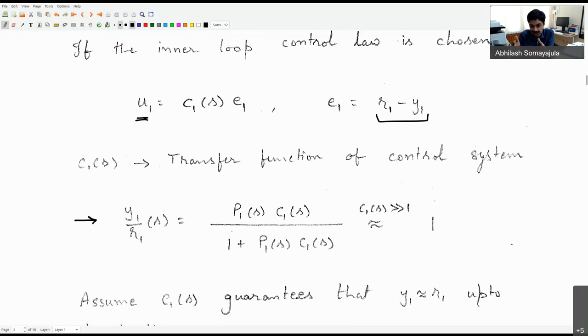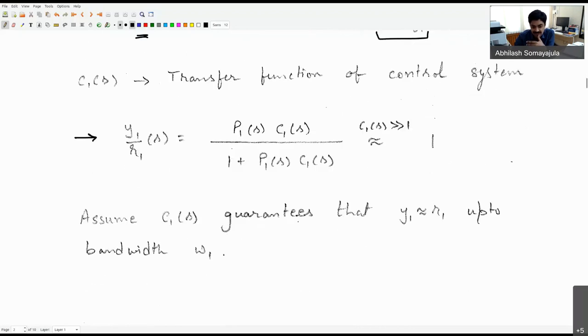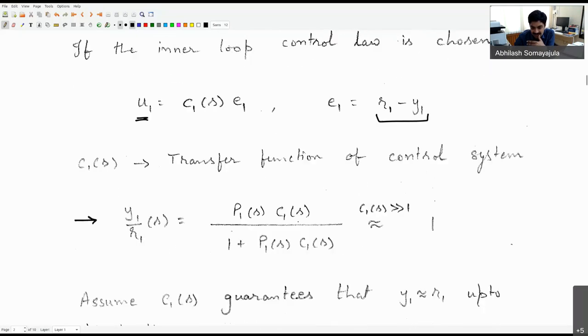This fraction will tend to 1, approximately, as my C1 of S becomes larger and larger. So assuming that C1 of S is large enough, we can guarantee that Y1 will actually start tracking R1. If for a range of values of S, or for a range of values of frequency of interest to me, I ensure that C1 of S has a very large value, I can make sure that Y1 basically starts tracking R1.